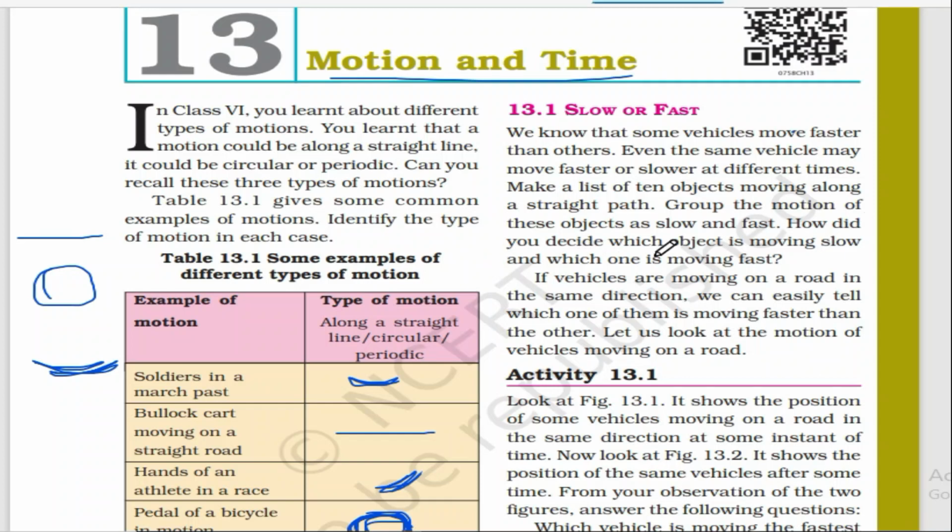How do you decide which object is moving slow and which one is moving fast? If vehicles are moving on a road in the same direction, you can easily tell which one of them is moving faster than the others. Let us look at the motion of vehicles moving on a road.